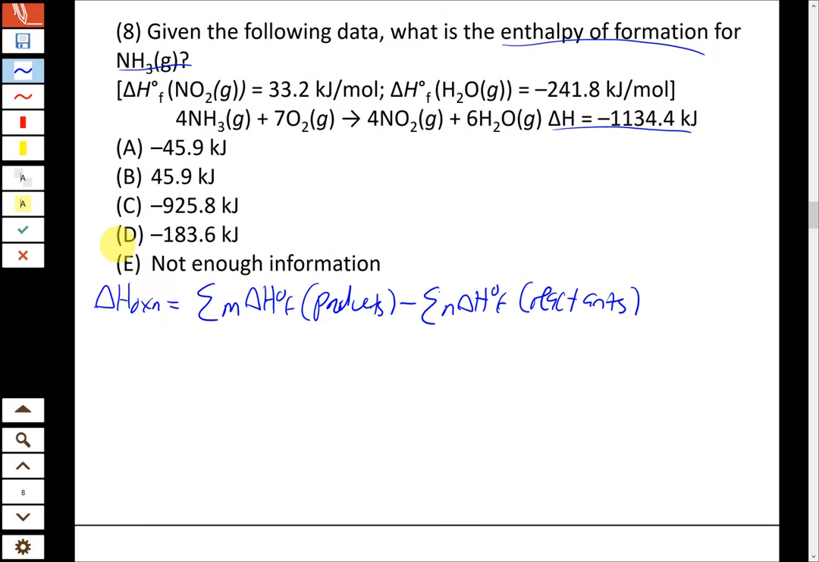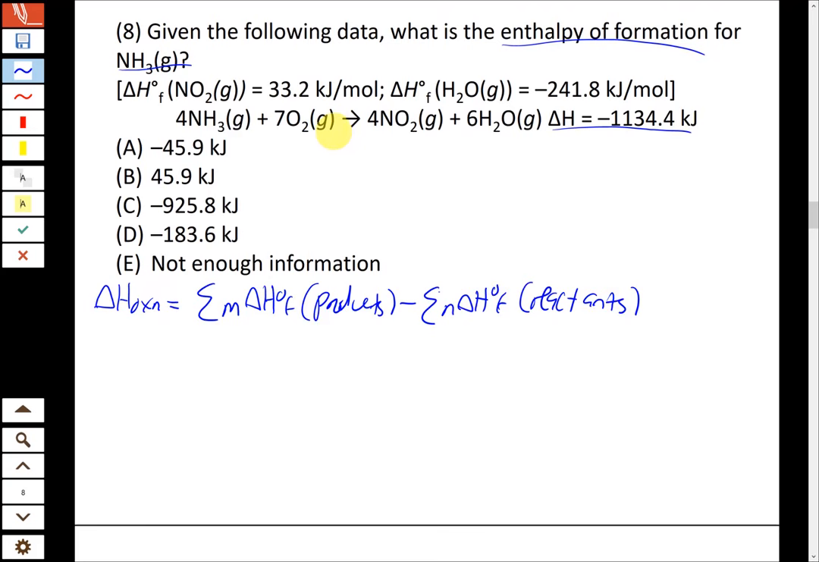All right, so then what we're going to do in this problem is we just need to figure out what our unknown is. So we have the delta H for the reaction. That's this number here. We have the delta H's of formation of both products, NO2 and H2O. So the only unknowns are going to be the delta H of formation for NH3, which is what we're looking for, and the delta H of formation of O2.